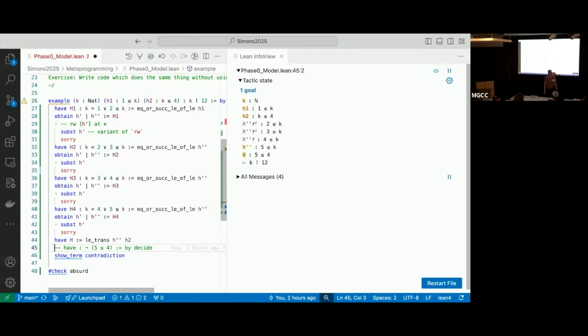And in the end, we'll come up with this huge nested chain of lemmas that is called the proof term associated to the proof we're building. And these tactics, contradiction and decide and obtain and have, are all involved in building the proof term. So let's take another step back.